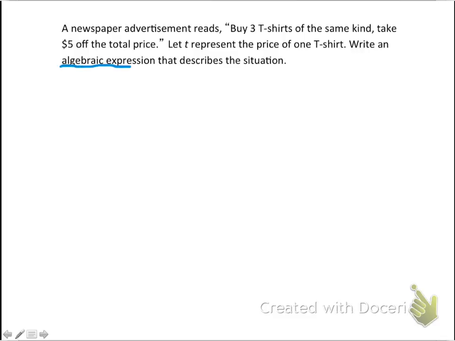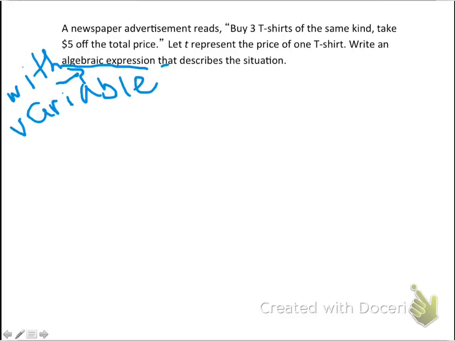Now it tells us algebraic expression, and we know from 2 days ago that algebraic expressions are the expressions with variables. Sorry about my writing today, guys. I don't have my stylus at home. Buy 3 t-shirts of the same kind. Take 5 off the total price. Let T represent the price of 1 t-shirt. Write an algebraic expression that describes the situation.